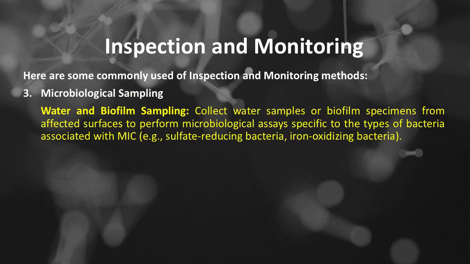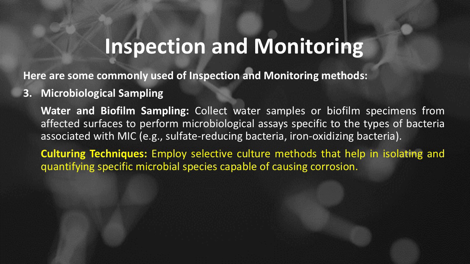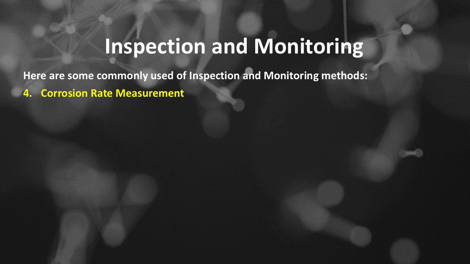Water and biofilm sampling: collect water samples or biofilm specimens from affected surfaces to perform microbiological assays specific to the types of bacteria associated with MIC, such as sulfate-reducing bacteria and iron-oxidizing bacteria. Culturing techniques: employ selective culture methods that help in isolating and quantifying specific microbial species capable of causing corrosion. Number 4 is corrosion rate measurement.